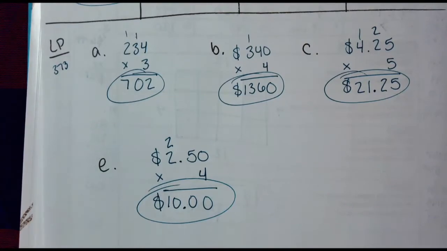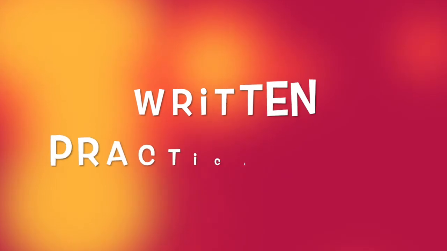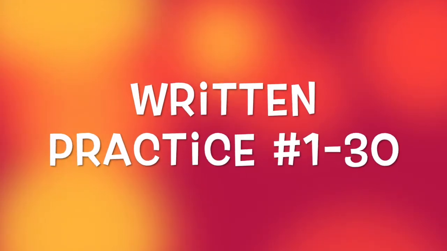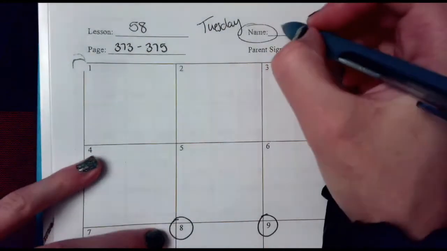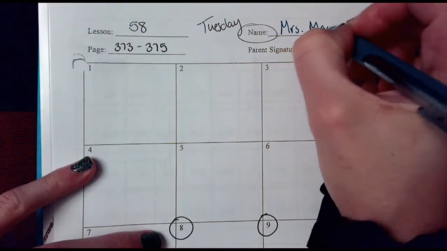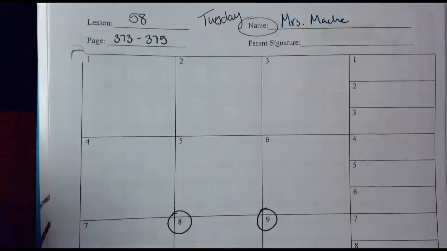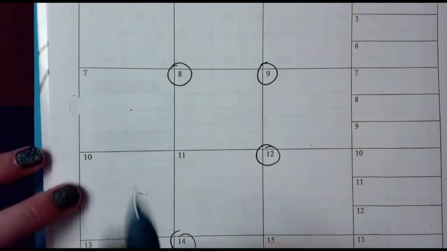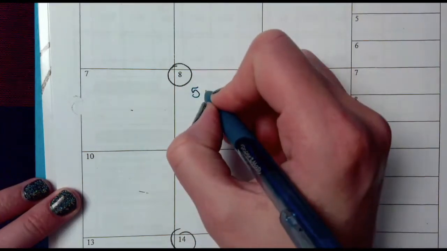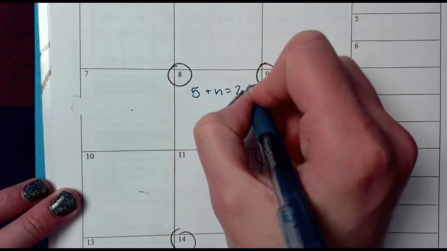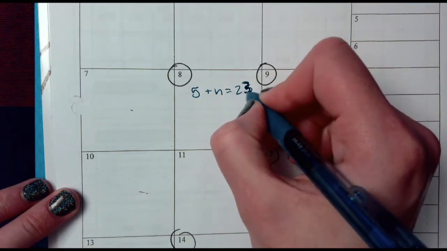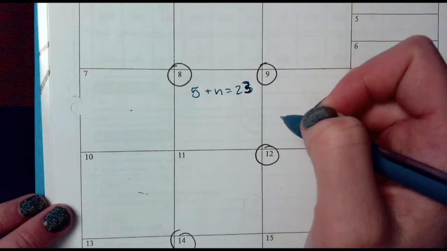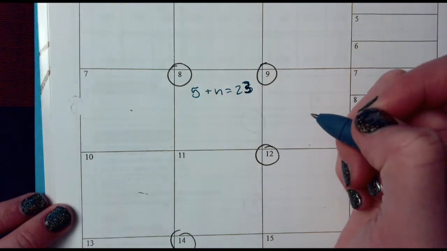Let's go ahead and do some of those problems in your homework together. Go ahead and put your name at the top first. And we're on number 8. It says, if 5 plus n equals 23, then what number does n minus 5 equal?